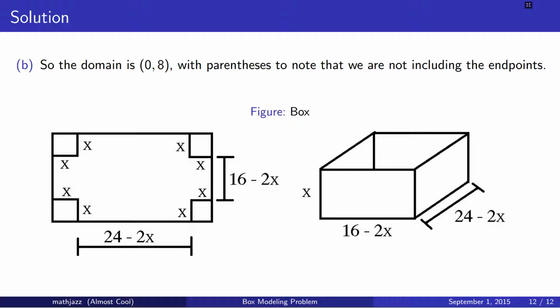So the domain of this function is 0 to 8 with parentheses. We're marking this with parentheses to show that we are not including the endpoints of this range. x can be anything down to 0, but not including 0, and anything up to 8, but not including 8. If we were to include the endpoints, we'd use square brackets instead of parentheses.